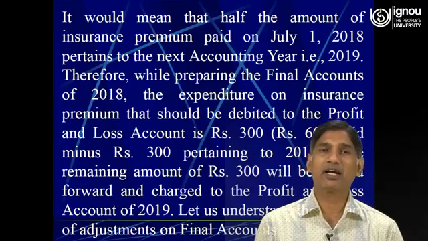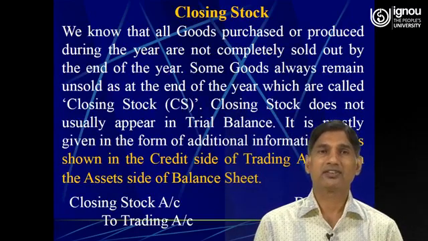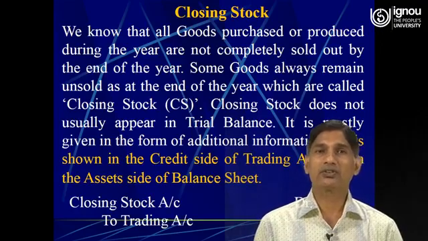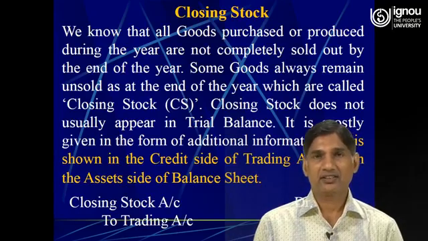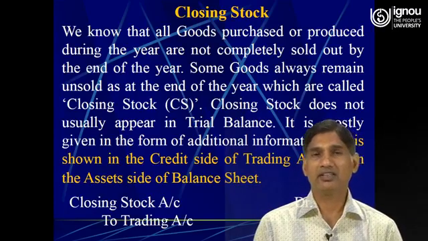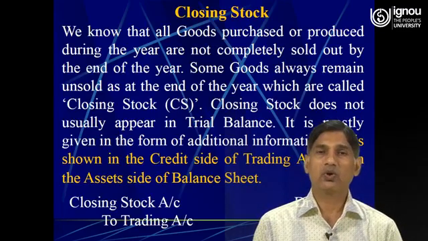Let us understand the impact of adjustments on final accounts. So first of all, the closing stock. Well friends, we know that the goods purchased or produced during the year are not completely sold out by the end of the financial year. There may be a chance that a part of the stock may remain unsold by the end of the financial year. So the part which could not be sold out up to the end of the financial year is known as closing stock. So closing stock does not usually appear in the trial balance. It is generally reported in adjustments outside the trial balance.